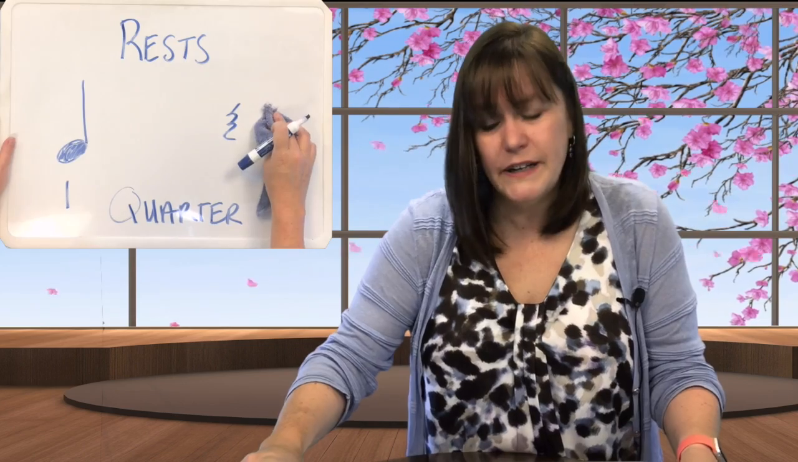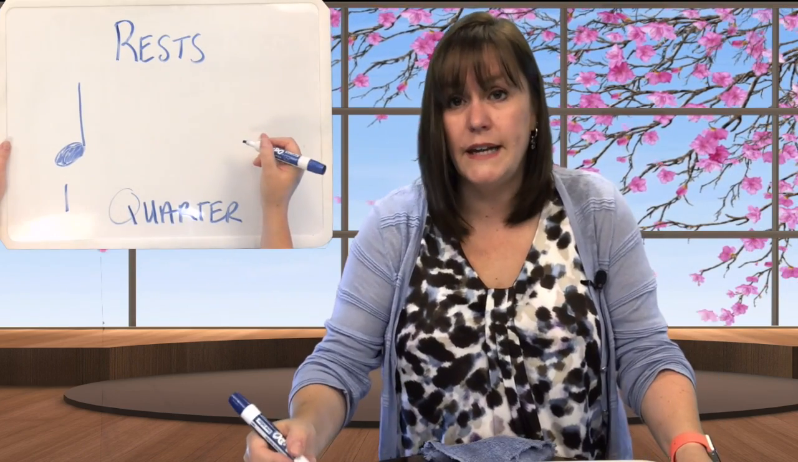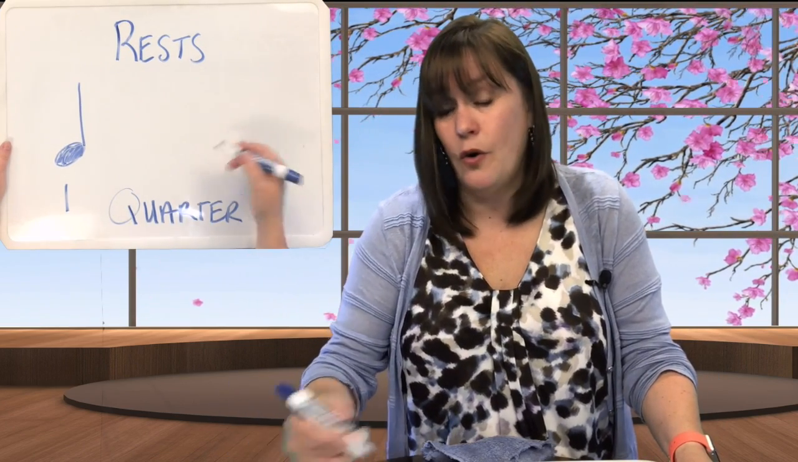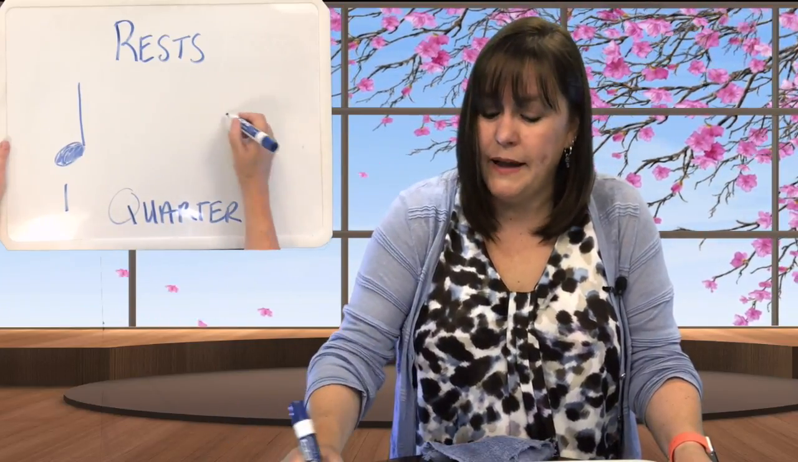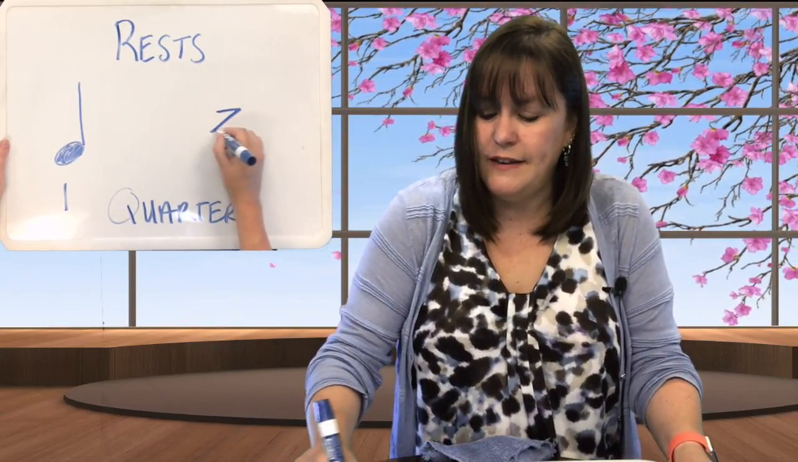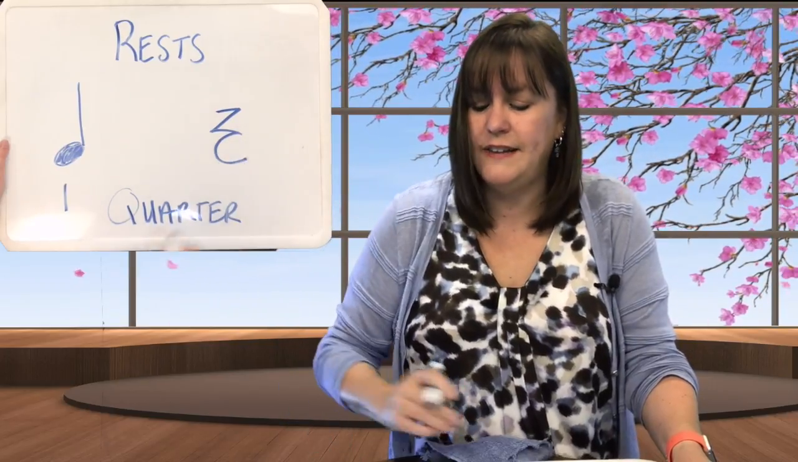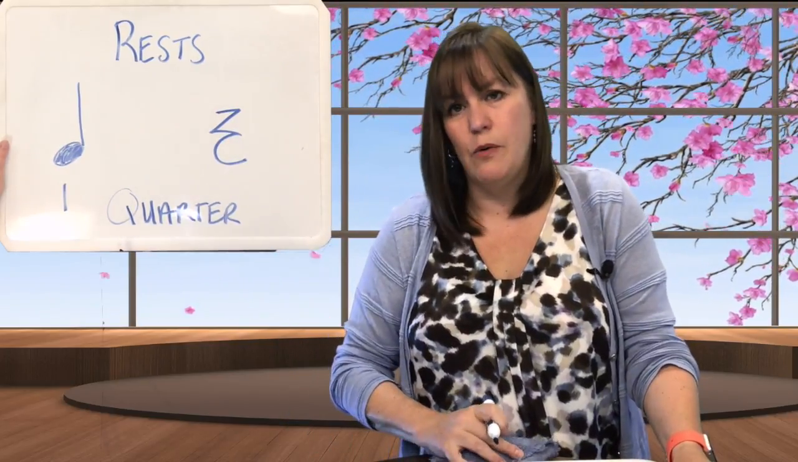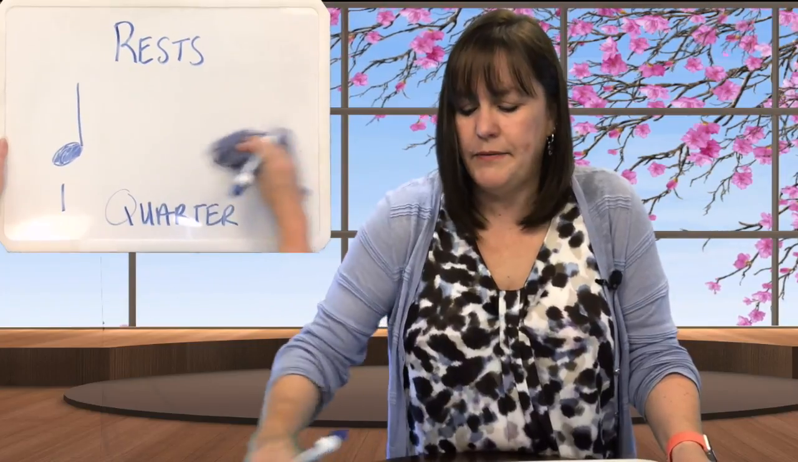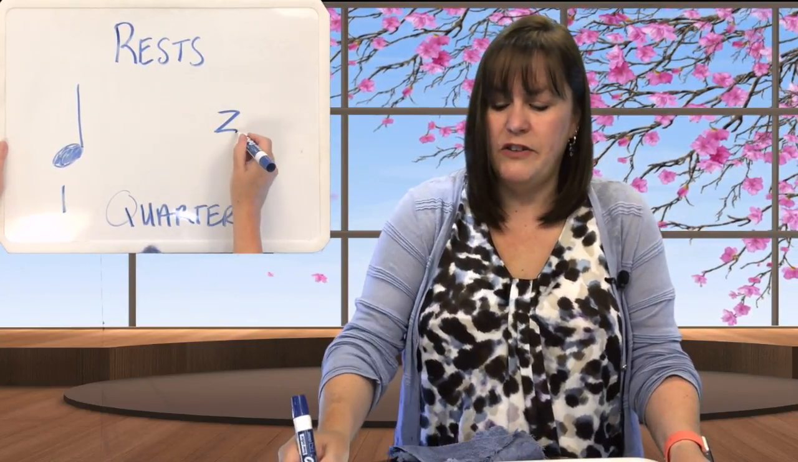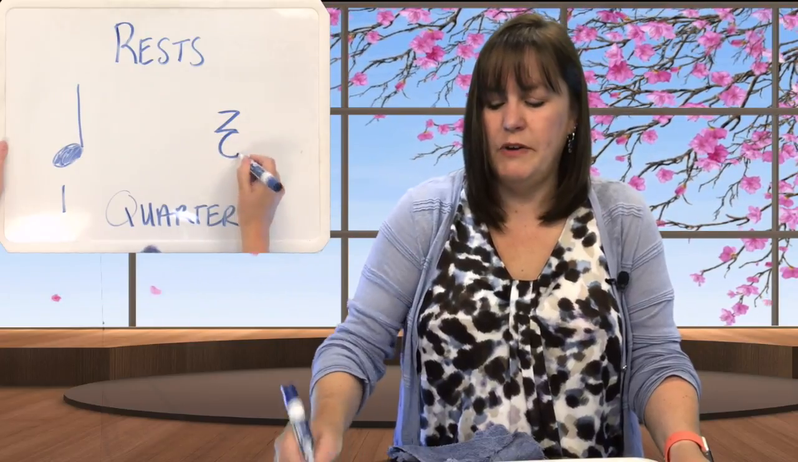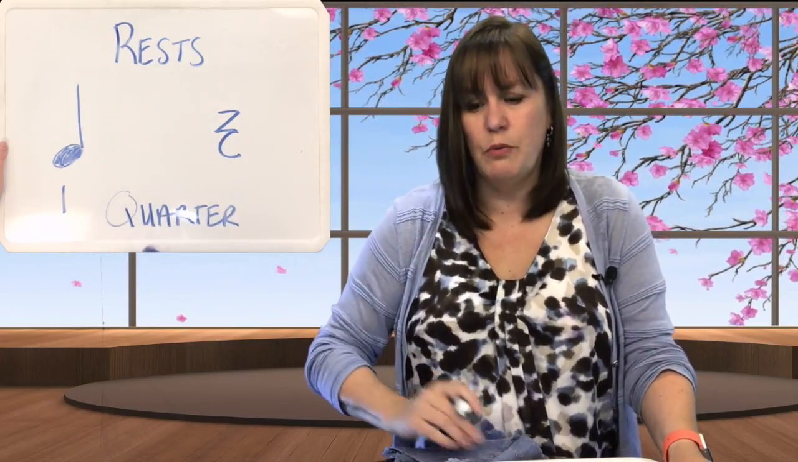And it can be frustrating to draw. It doesn't look like anything like the hat and the hole. So I like to show it this way. If you draw a Z and then attach a C to it, you get a nice looking quarter rest. Let's try that again. Here's the Z. Then we start where we stopped with the Z and we draw a C, and we'll get a pretty good quarter rest.